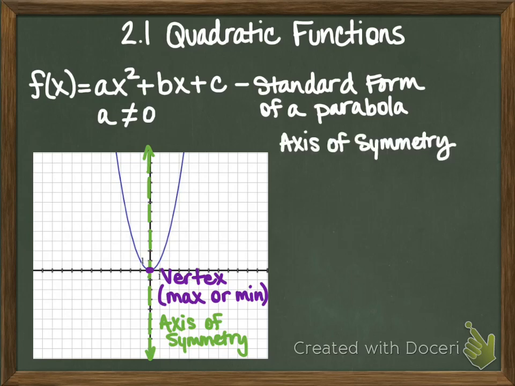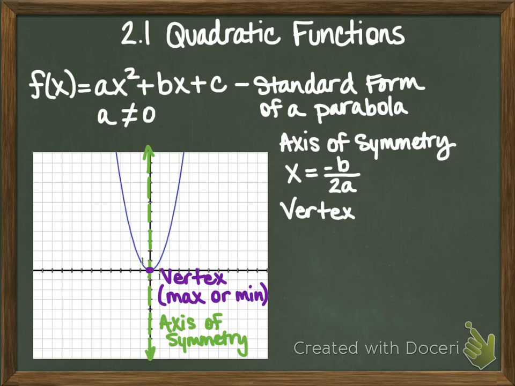To get the axis of symmetry, we're going to use x equals negative b over 2a. So you take the b and the a from the formula, plug them in, simplify, and that's always going to give you the axis of symmetry, a vertical line that goes through that number.